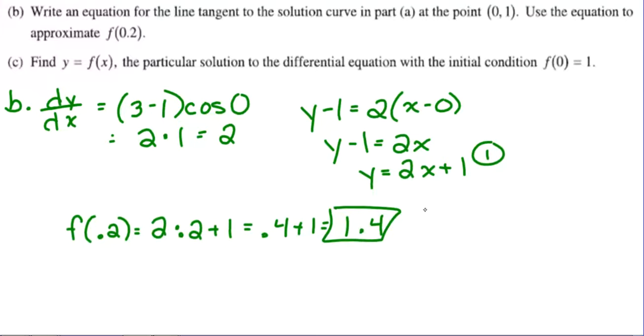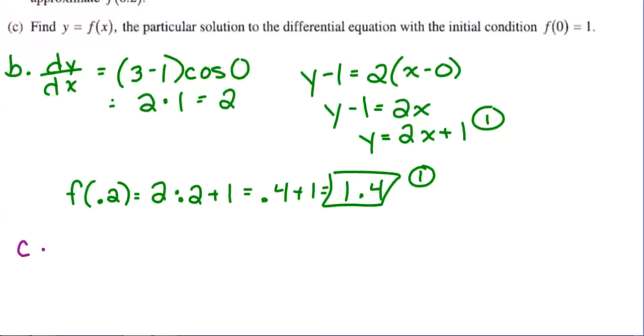Okay, so you get 1 point for the tangent line equation. You get 1 point for the approximation. So we got 3 points so far. So that must mean that this last part, and it usually is with these differential equations, they typically, not always, but typically ask you to find a particular solution. And usually that's going to be worth 5, 6 points. In this case, it's worth 6 because we've only had 3 so far. So it just kind of depends.